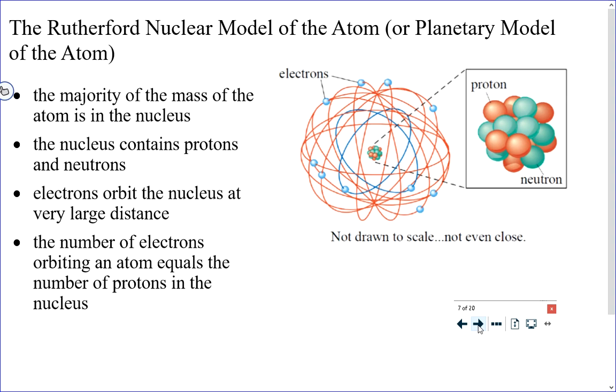So there's a lot of nothingness to the atom. There's a lot of space between the nucleus and the electrons. By the way, since atoms are neutral, the number of electrons in the atom is the same as the number of protons in the atom.